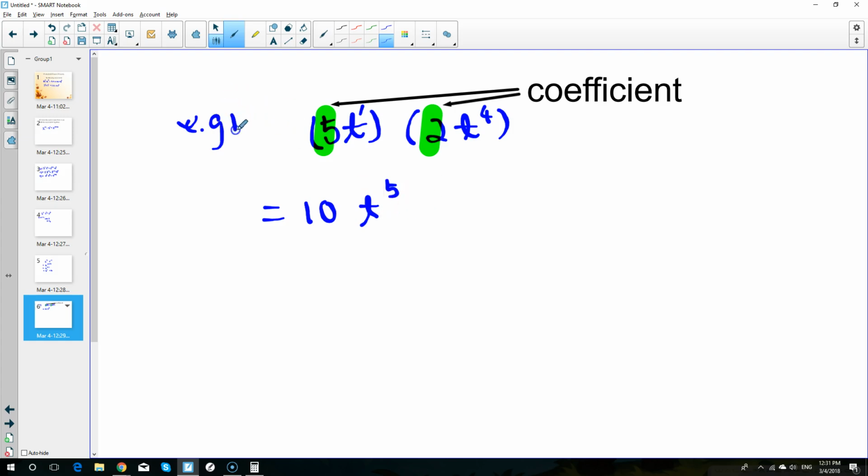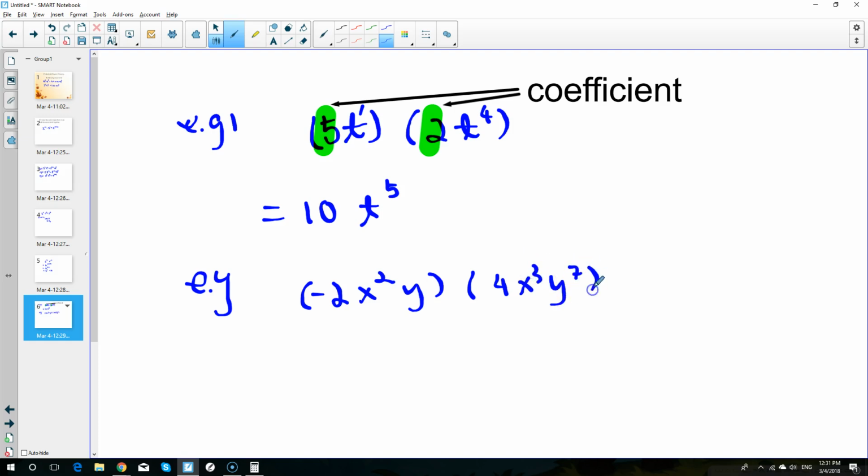Or it could be as complicated as, let's just make something up: negative 2, x to the power of 2, y, that would be the first bit. And then I want to multiply another thing: 4, x to the power of 3, y to the power of 7. So in this scenario, the coefficients are going to multiply together, the negative 2 and 4, and we'll get a negative 8 first. I'll do one thing at a time, and then I'll pair the x, the base. They're the same, so it's going to be x to the power of 2 plus 3, which is 5.